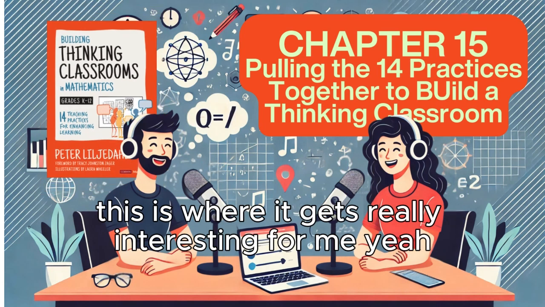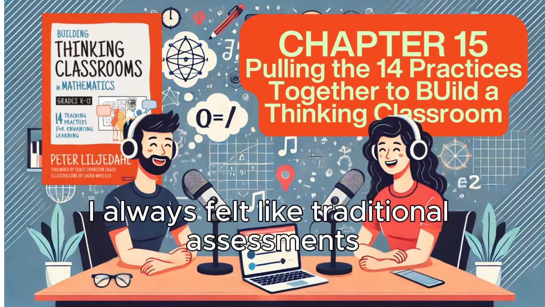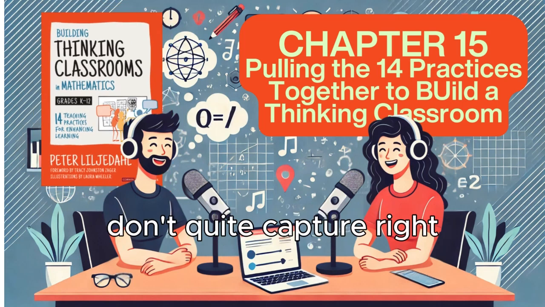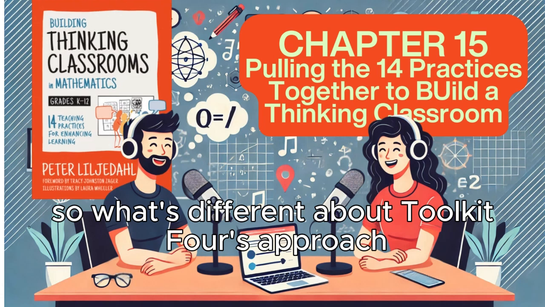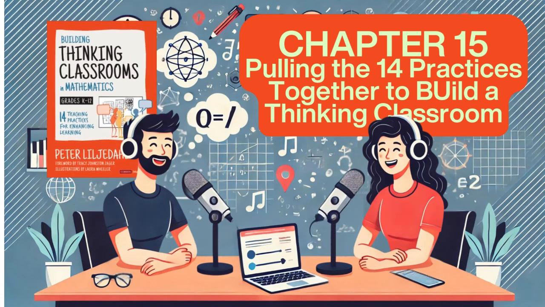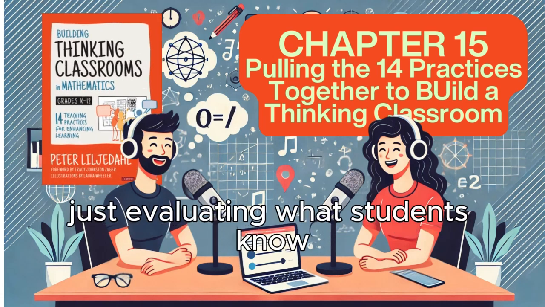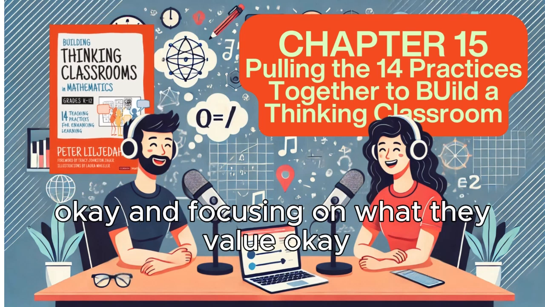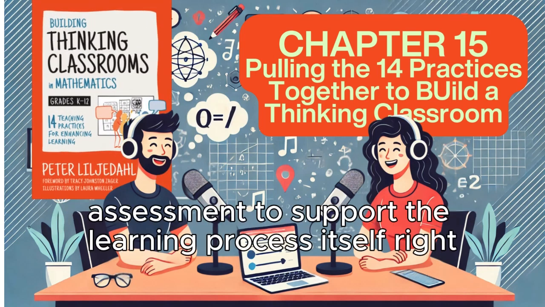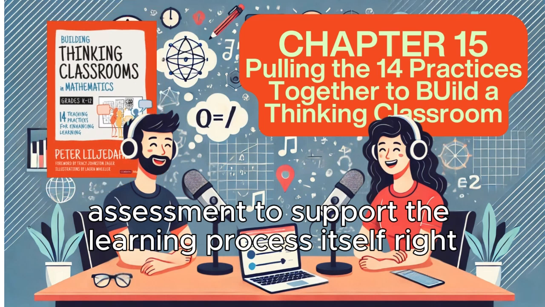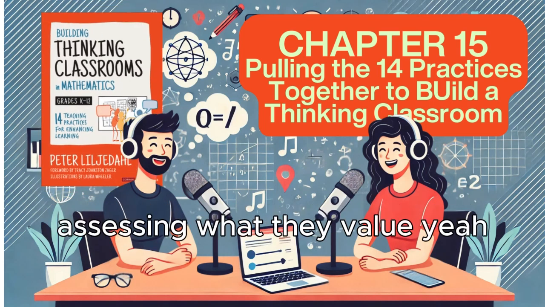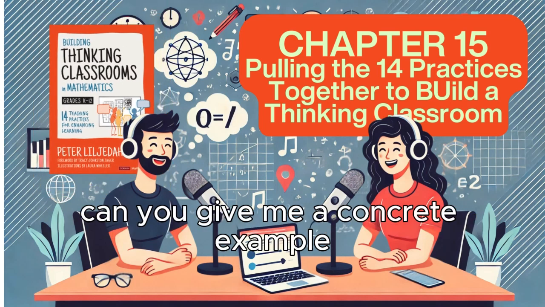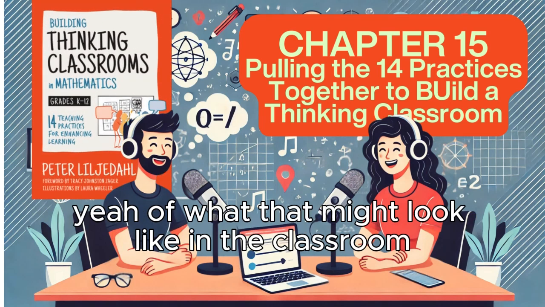This is where it gets really interesting for me. I've always felt like traditional assessments don't quite capture what it means to be a good thinker. So what's different about Toolkit 4's approach? It's about moving beyond just evaluating what students know and focusing on what they value. It's about using assessment to support the learning process itself, not just to slap a grade on at the end. I love that. Assessing what they value. Can you give me a concrete example of what that might look like in the classroom?